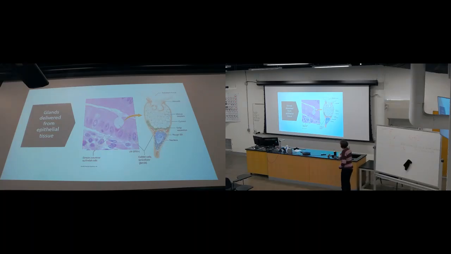So here is an example of glands derived from the epithelial tissue. So this is simple columnar epithelial cells, and this is a goblet cell that is going to release this mucus. So this is a unicellular gland. So these are the droplets of the mucus. And the release is through exocytosis. So this is a merocrine gland. It's not pinching off, so it's not apocrine, and it's not rupturing, so it's not holocrine. Okay?